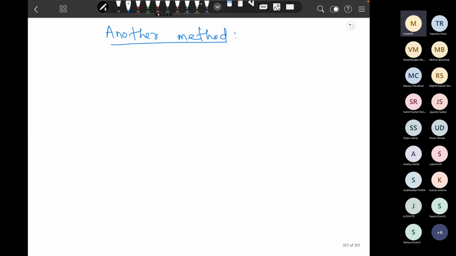So another method. You have to use this fact that I of Sn minus 1 is really On. Using this, we can also show that the sphere is a symmetric space. What do I have to do? Let P belong to Sn minus 1.